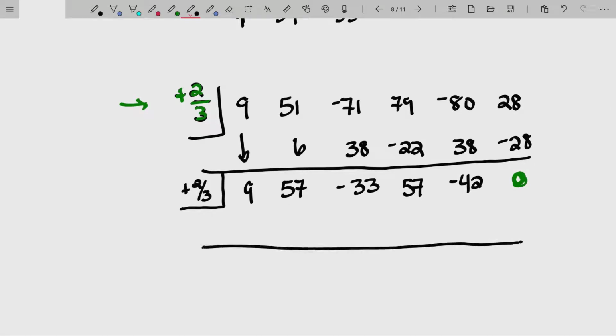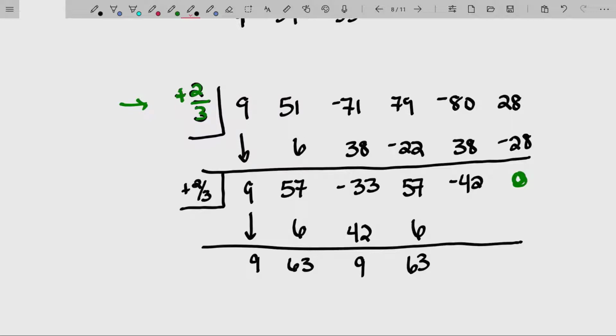Checking to see if 2/3 is a zero again. 9 divided by 3 is 3, times 2 is 6. Add those two together, that's 63. Divide that by 3 is 21, times 2 is 42. Lose 33, that's going to be 9. Double check my math on that. Yep. Divide that by 3 is 3, times 2 is 6. Add 57 to that, that's 63.